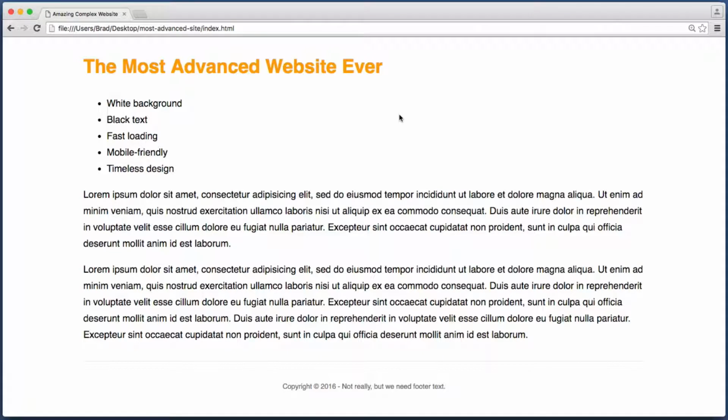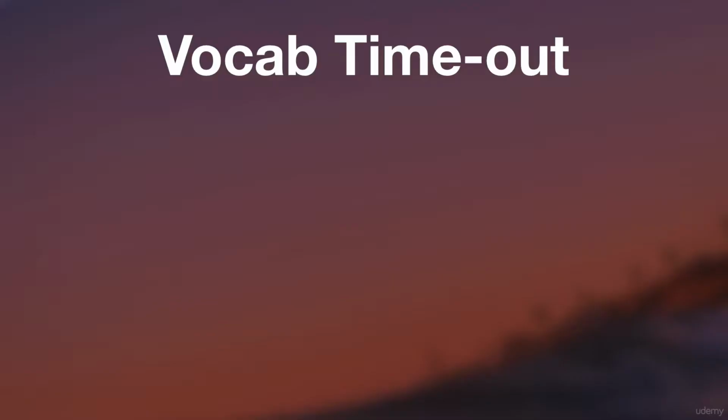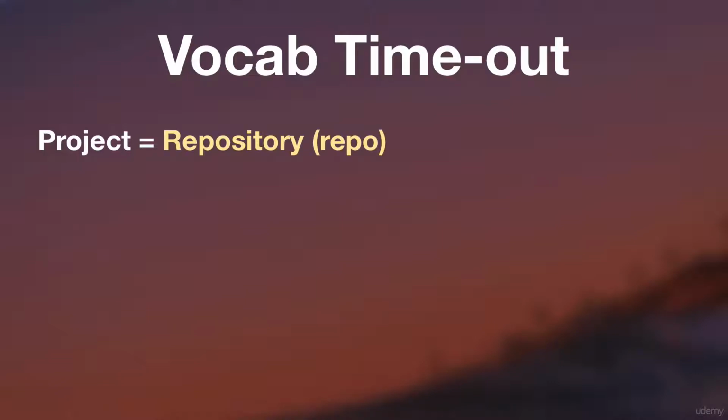We know that Git can track changes made to our project files, so how do we make sure that the changes we just made get saved into Git's history? To answer that, we're going to take a quick vocab timeout. Okay, so first off, in Git, we don't call something a project, we call it a repository or a repo. A repository is where Git saves all of the data, all of the history, all of the changes that it tracks for a particular project.